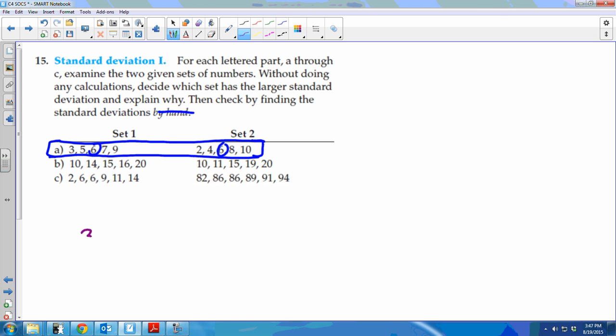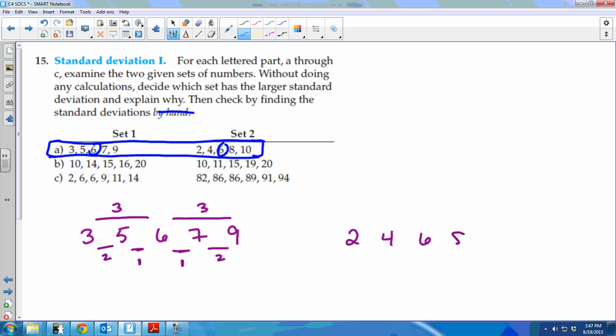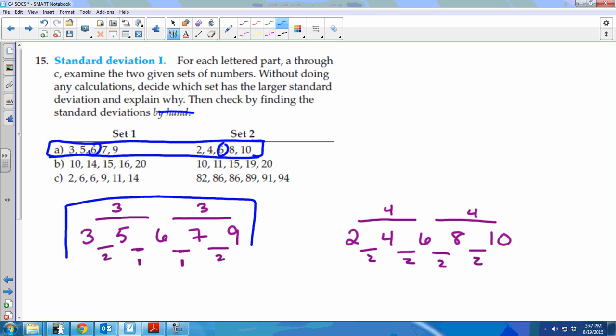So if I look at 3, 5, 6, 7, 9 as a data set, well, I'm 1 away from the center, 1 away, and then this is 3, and this is 3, right? This is a distance of 2, if you want to think of it that way. If I look at 2, 4, 6, 8, 10, well, this is 2, and that's 2. And this is a distance of 4, and that's a distance of 4, and that's a distance of 2. So it seems like set 1 is closer together.